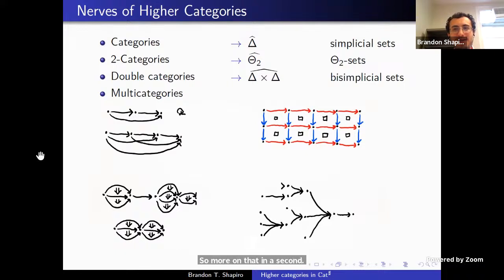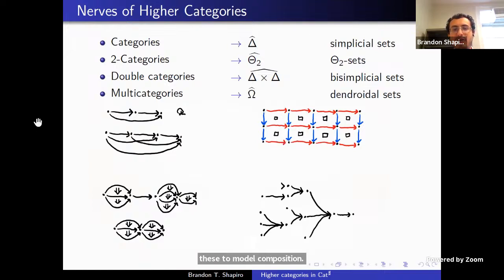Continuing our list of nerves, double categories have a nerve in bisimplicial sets, whose objects look like grids, and in fact composable grids, because just like in simplicial sets, you have this long edge of the triangle, which corresponds to the composite of 2 arrows. In a grid, you have these long subgrids. So any subgrid of this would give you a map from the single square into the grid, which hints at how we use these to model composition structure.